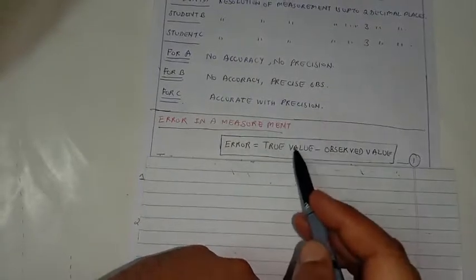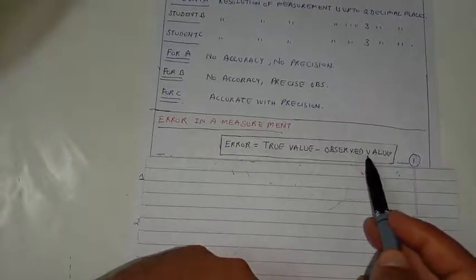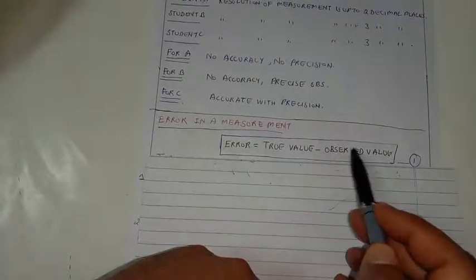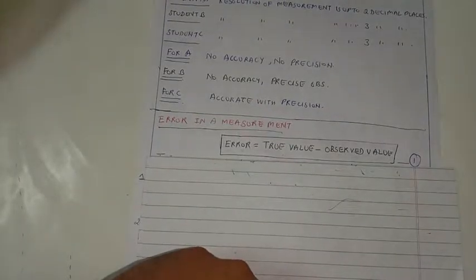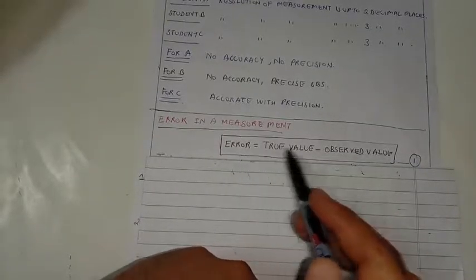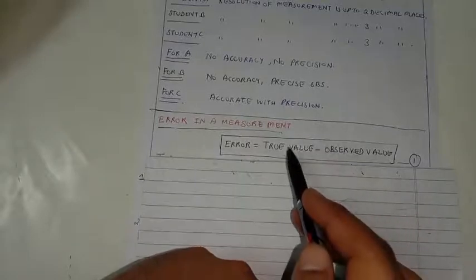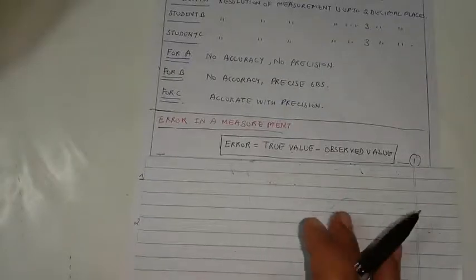So error is the difference of true value and observed value. Remember, some books write it as true value minus observed value, but in some books it is written as observed value minus true value. When we are dealing with error, we are taking only the magnitude of the difference. We have no concern with the minus sign or the plus sign, because we are just finding out how far away our observed value is from the true value. So positive and negative signs while measuring the error are not considered.